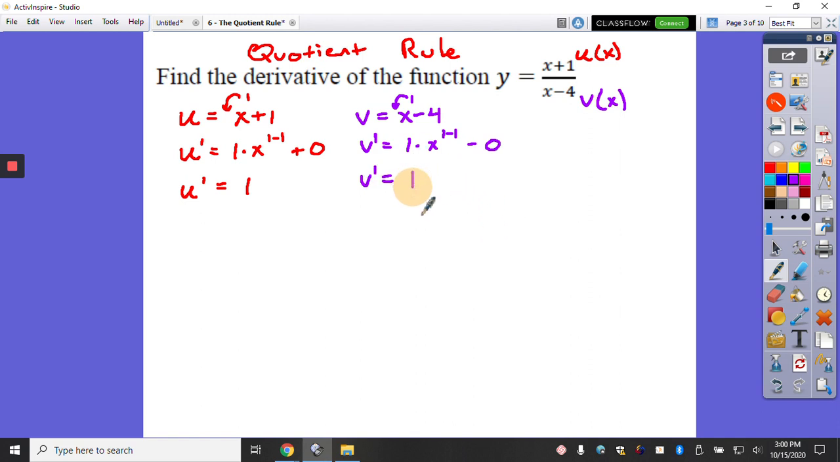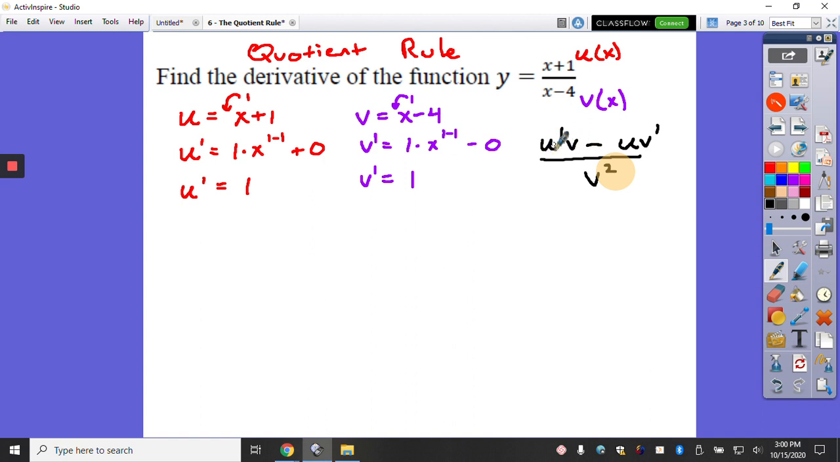Okay, so now what we do is we take our little formula, which again is u prime v minus u v prime over v squared. Now here's the thing. With the product rule, it didn't really matter which order we wrote things in. But with the quotient rule, you notice because there's a minus here, I have to pay very close attention to make sure things are going in the correct order.